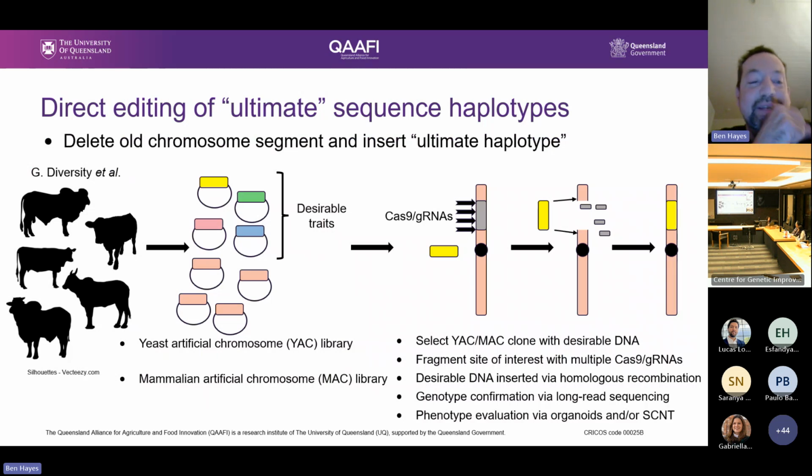There is another way of doing this, and this is another approach which my colleague Tim Marnie came up with. You can actually clone out these chromosome segments that are desirable into what's called an artificial chromosome, and then just insert the entire artificial chromosome into your target individual. And by doing that, it turns out to be a lot more efficient than editing.